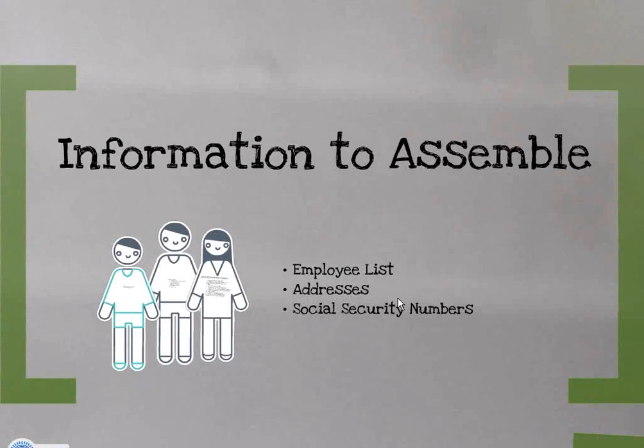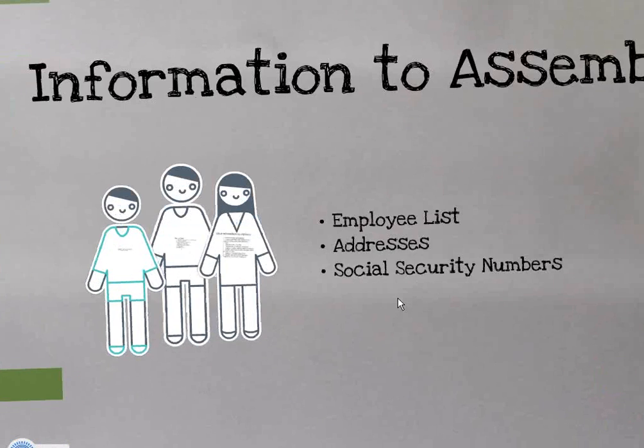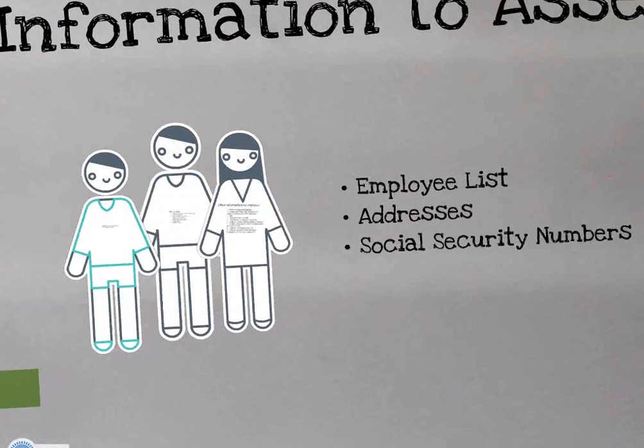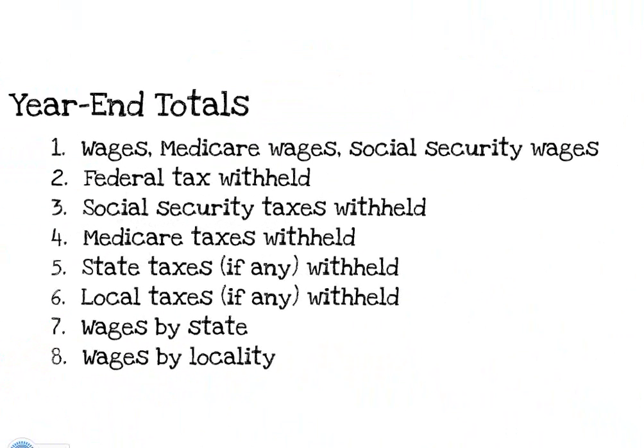So to create these forms, you need to assemble several vital pieces of information. This includes a listing of all of your employees for the year, their current addresses, and I say current because that's very important, and their Social Security numbers as well. Now, for each employee, you'll need the year-end total amount for their wages, Medicare wages, Social Security wages. You're also going to need amounts that were withheld for federal taxes, Social Security taxes, Medicare taxes, and if there were any state or local taxes withheld. Their total wages by state and locality are also necessary in order for you to complete the form properly.